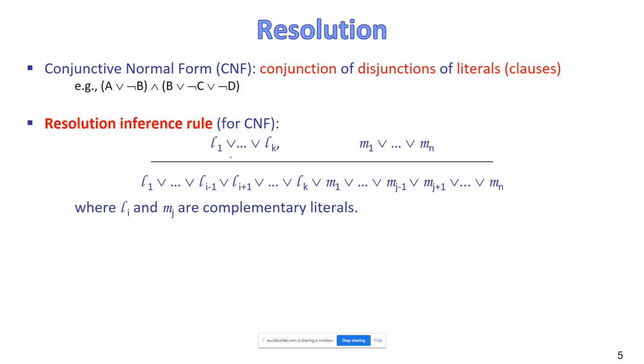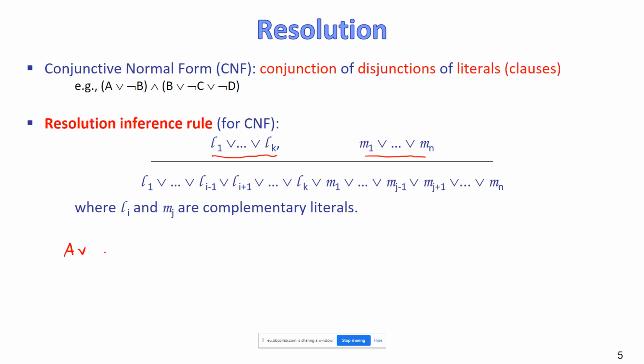We will start to apply this rule. We start with two clauses. Let me show you the example first, and then we will generalize. Let's say that I have something like this, actually exactly this one.